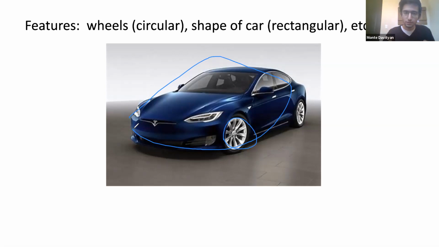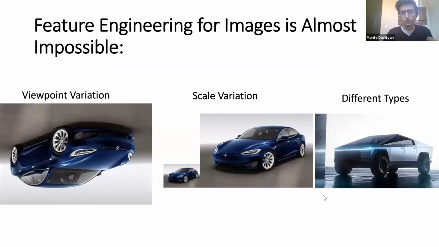And if it has these specific features, then classify it as a car. If it doesn't have them, then classify it as not a car. And so people were using their inbuilt human knowledge to try to classify images and try to program that into a computer. The problem with that is there's a lot of different types of images of the same car.